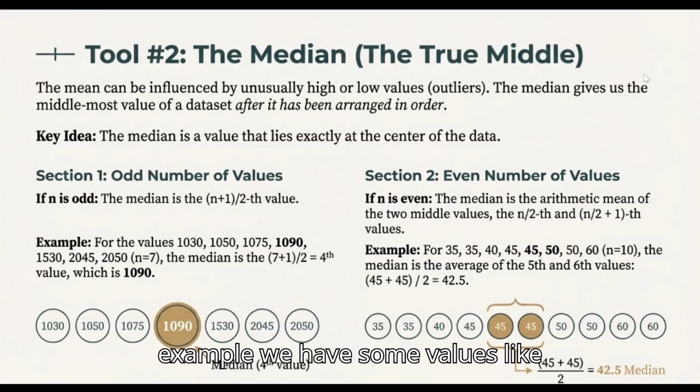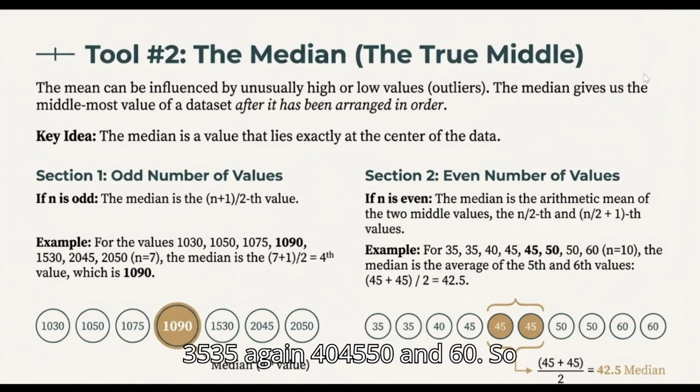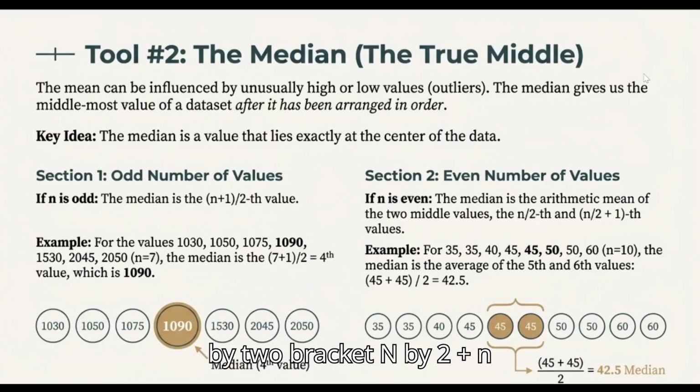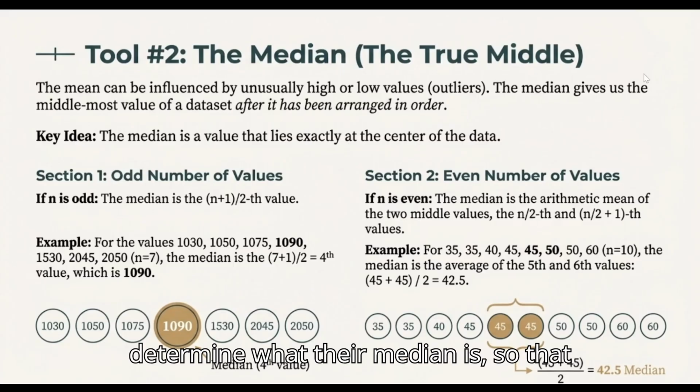For example, we have some values like 35, 35 again, 40, 45, 50 and 60. So we need to check their number of values, that is 10. So that means we have an even number of values. And their median will be found by the formula 1 by 2 times the bracket of n by 2 plus (n plus 2) divided by 2. So we get their positions and then we can easily determine what their median is. So that is 42.5.